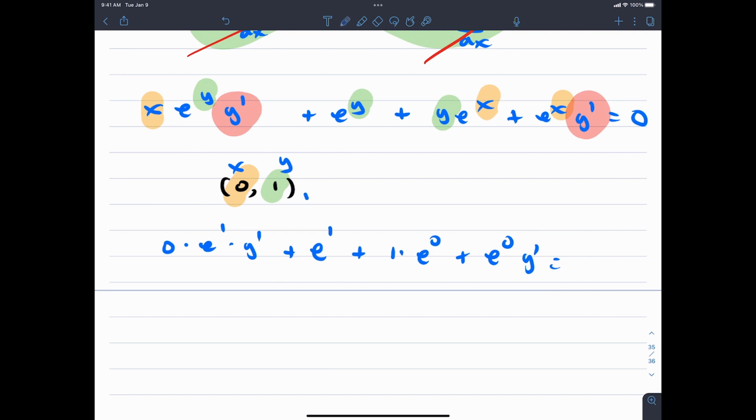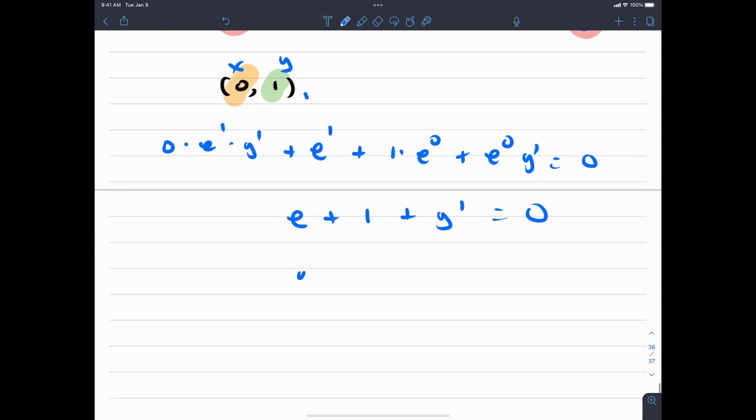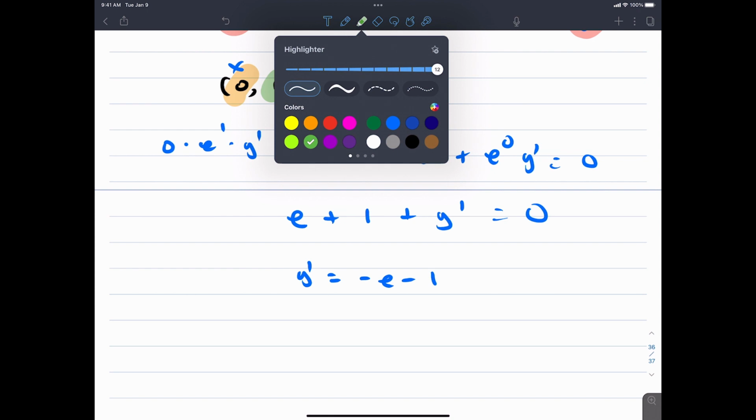Double check. I'm not leaving something out, right? So, what does that give you? What do you think? Isn't this e? e plus what? Plus 1 plus y prime is 0. Is that what it is? I think so. Is that true? So what does that mean for y prime? What does y prime equal? y prime is negative e minus 1.